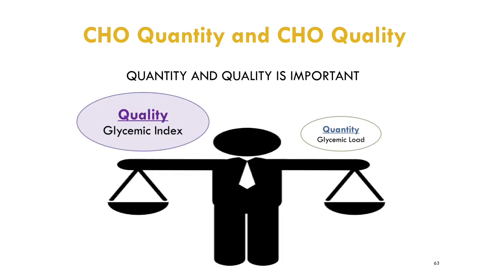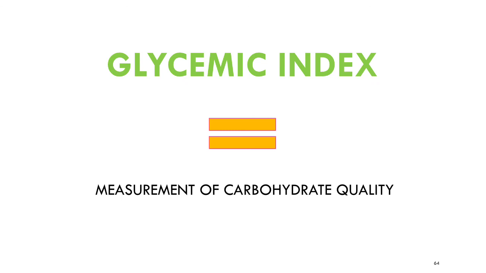So if you look at the balance again, the quality is actually defined by the glycemic index, while the quantity and the quality itself works together basically defines the glycemic load. Like I said before, the GI or the glycemic index is actually a measurement of the carbohydrate quality.